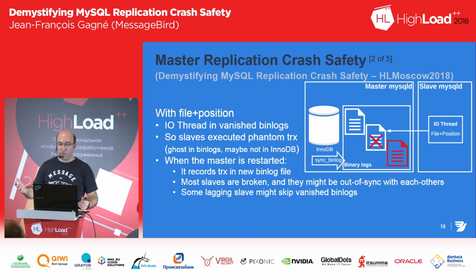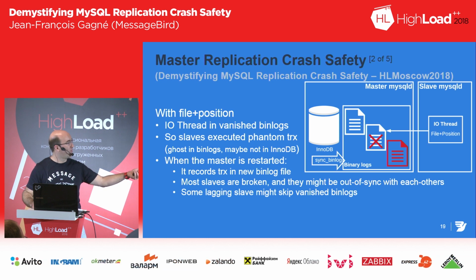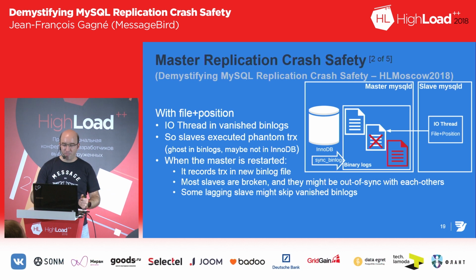So at this point, the master will be restarted, and it will create a new binary log file. So this is gone here. We have a new binary log file. And so at this point, the slave is pointing into something that doesn't exist, so it breaks. So we have a violation of replication crash safety. The master crashes, it restarted, and the slaves are not able to replicate back from it. So at this point, we have a problem.